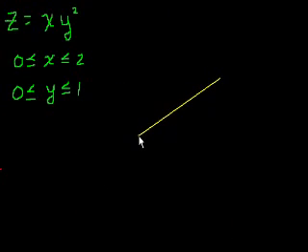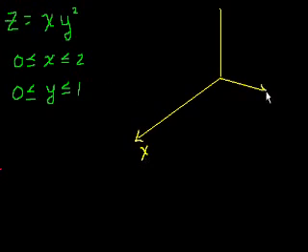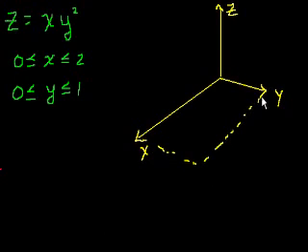So that's my x-axis, y-axis, z-axis, x, y, z. Then this is my xy plane down here. Right. Y goes from 0 to 1, x goes from 0 to 2. This could be x equals 1, this is x equals 2. This is y equals 1. And then the graph, I will do my best to draw it.